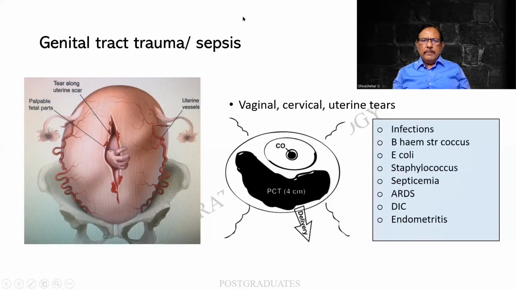And also sepsis is another thing. The infections can be because of various organisms. I just mentioned a few: beta hemolytic streptococcus, E. coli, staphylococcus, and any form of septicemia can result in again ARDS, DIC, endometritis. So you find that these causes are repeatedly interlinked.